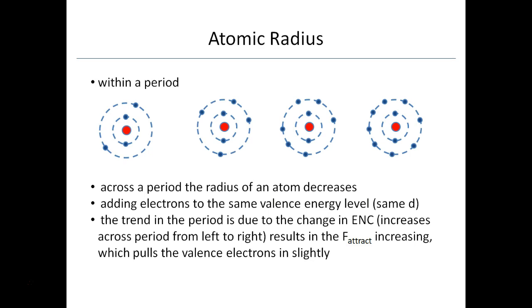Whereas within a period, as I move from left to right, I'm adding electrons to the same energy level, but I'm keeping my number of core electrons the same. So this results in my ENC value increasing, which would therefore increase my force of attraction. As a result, this atom's valence electrons feel a slightly greater force of attraction to the nucleus than the valence electrons of this atom. So these valence electrons get pulled in slightly more than these valence electrons. And this trend occurs across the period.